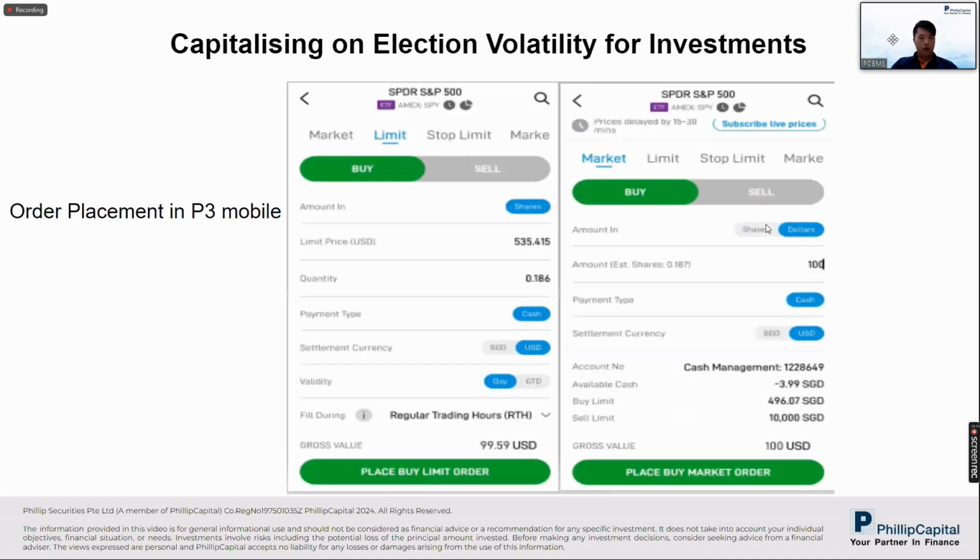Now, this is how the order placement would look, okay? Just like P2 web, you are able to input a fractional quantity. And of course, you are also able to input a dollar amount, where they will show you the estimated shares that you will purchase. Let me re-emphasize again, the estimated shares is not the actual share purchase. It is based on the prevailing market price once it's filled, all right? It's just an estimated quantity, it's not the actual value, right?